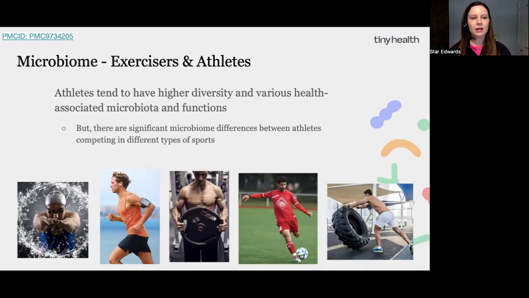So I would say there's a wide variety of people when we think about exercisers and people who come to the gym that we're dealing with. So they're not that different from the normal population when we're thinking about their microbiome. And it's also important to consider that different types of sports tend to have a different type of microbiome depending on the type of exercise they're doing and their training schedule.